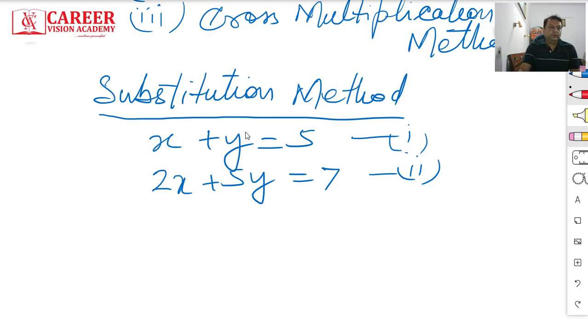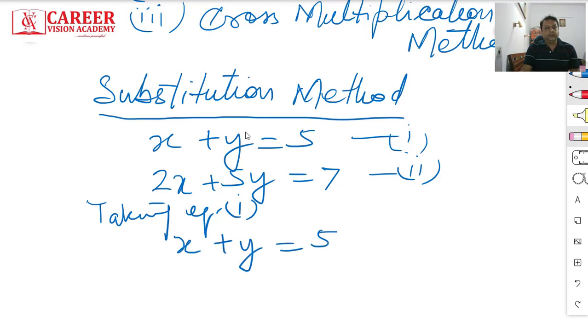What we do is we take any one of the equations. Say I'm taking equation 1. We get the value of one variable in terms of the other variable. So if the first equation is x plus y is equal to 5, now I am getting the value of y in terms of x. So y will be equal to 5 minus x. You can make it the third equation.